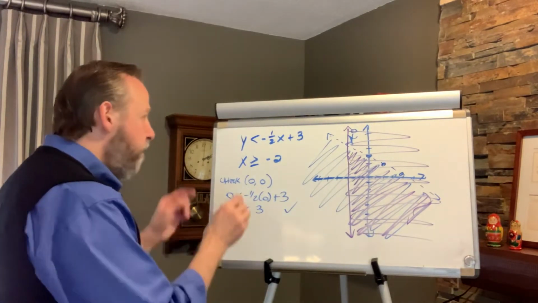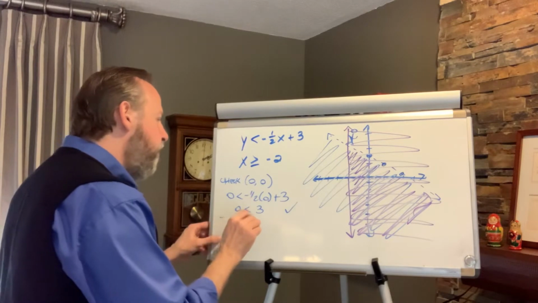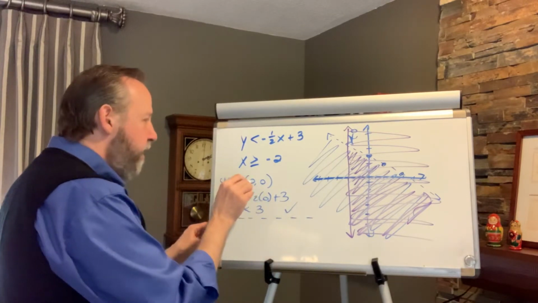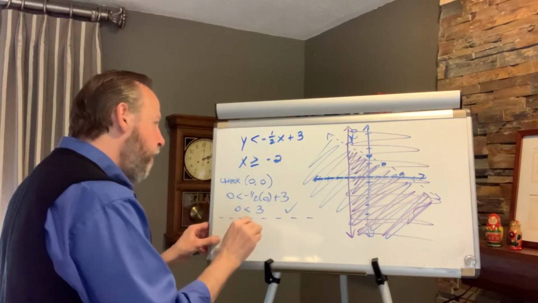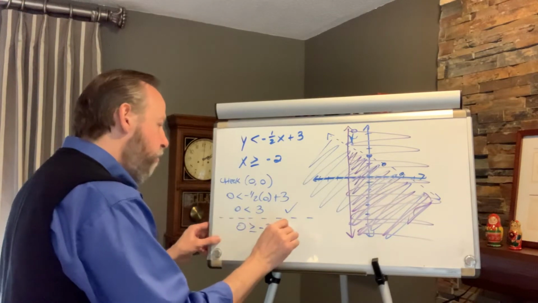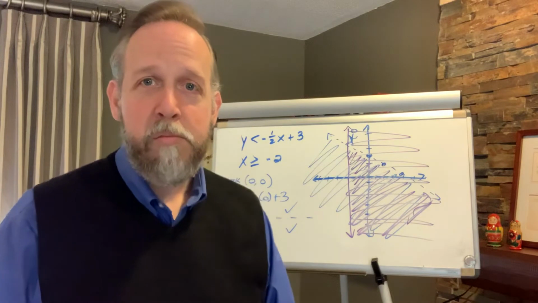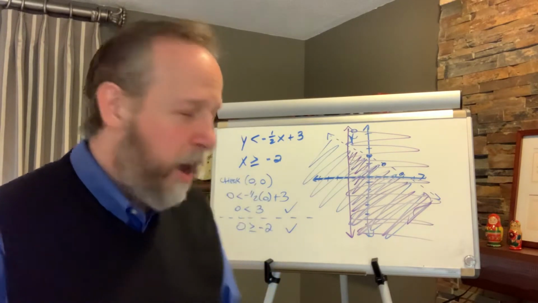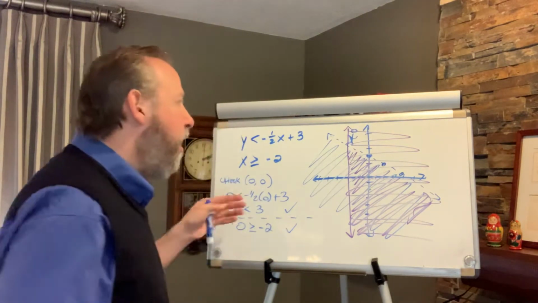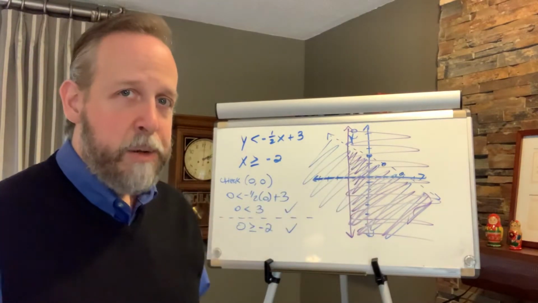The second line, the vertical one, is real easy to check because there's only one variable in it. The x value has to be 0. Is 0 greater than or equal to negative 2? Yeah, it is. 0 is greater than every negative number. It worked. So that's one example of how we can check and solve a system of linear inequalities.